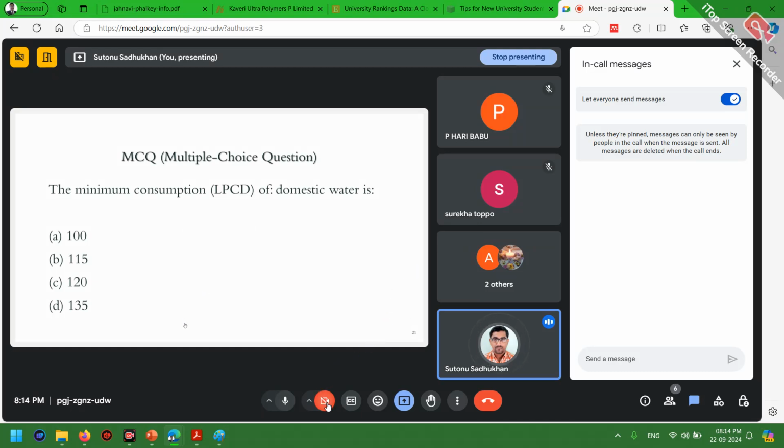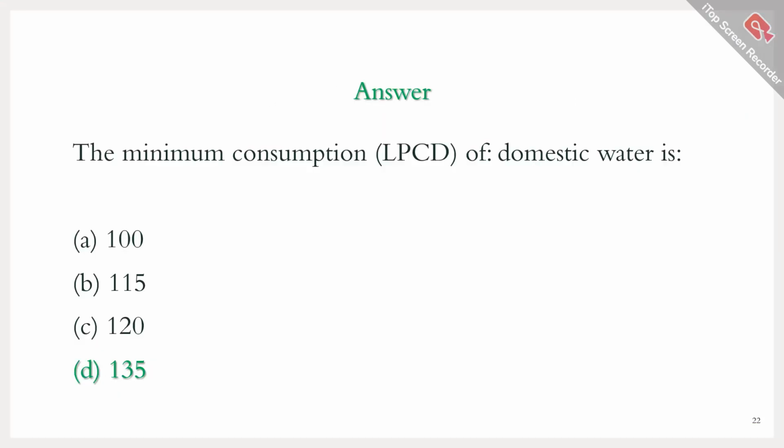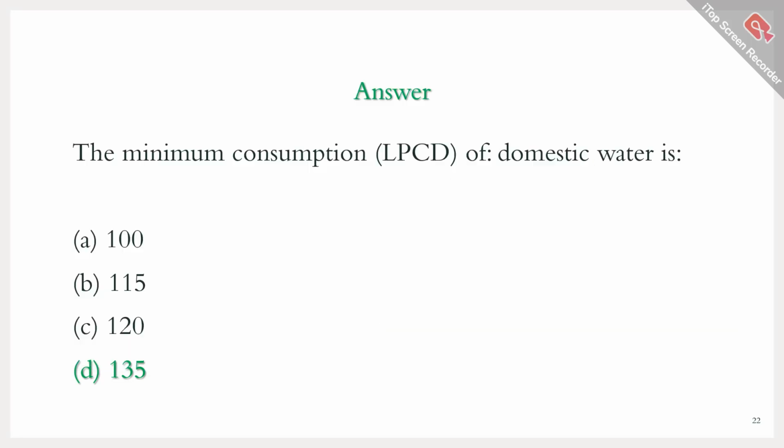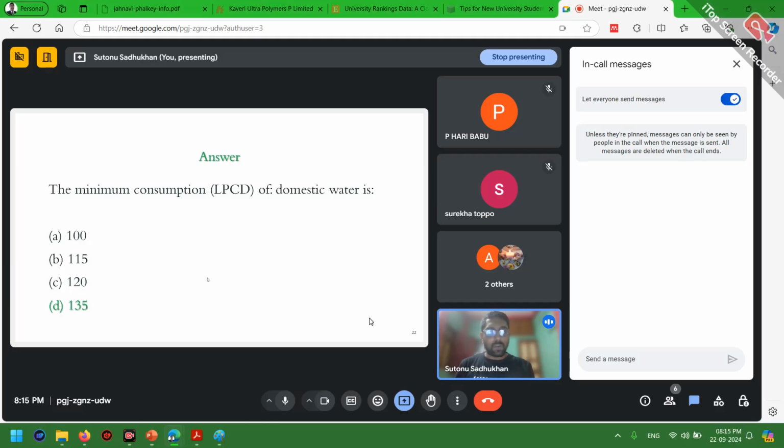Okay, so if nobody is able to answer, what is the solution? The answer is 135. 135 LPCD is the minimum consumption standard for domestic water.